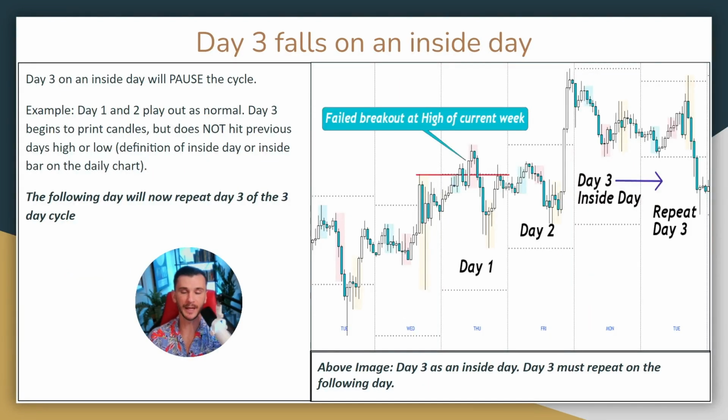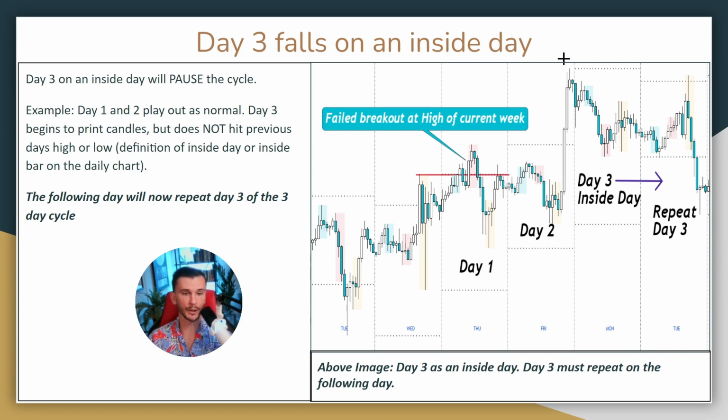We need to understand what happens when day 3 falls on an inside day. It's very important information as well, because this is a very commonly asked question, and people mess up the cycle a lot when they see this. Day 3 falls on an inside day. It's going to repeat the following day. So this is a great example over here. We have a breakout at the high of the current week, Tuesday, Wednesday, Thursday. They attempt to go higher and the breakout fails, giving us our day 1 of the 3-day cycle.